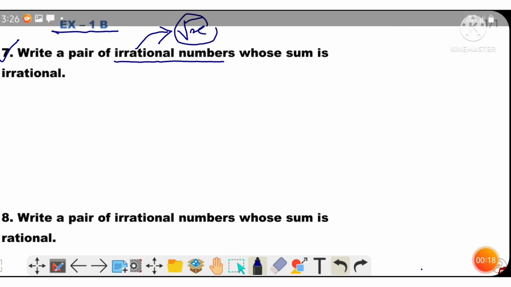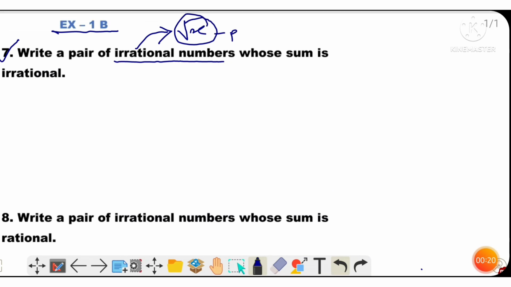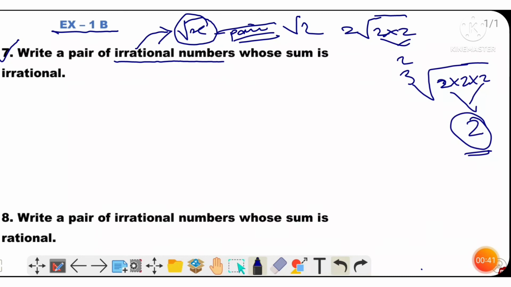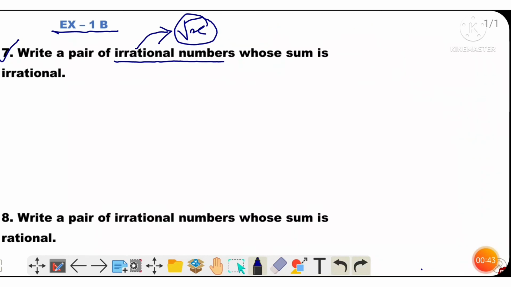For example, in a square root, if a number is inside a square root, it should have a pair of 2. For example, if there are two 2's, that means it has a pair of 2, so it will come outside. In a cube root, if there are three 2's, that means it has a group of 3, so it will come outside. They will become rational. But those numbers which cannot come outside the root are irrational. For example, root 2.